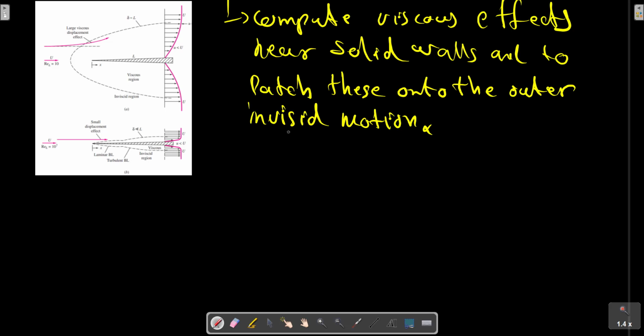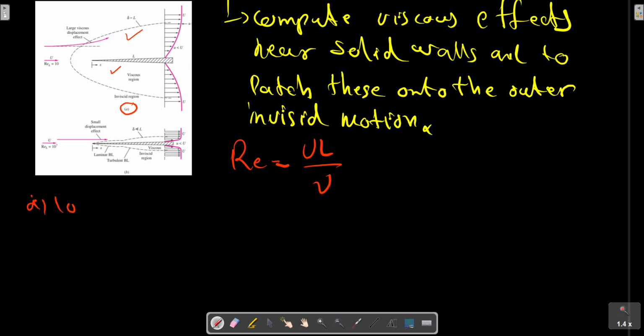If the Reynolds number, which is U, velocity, L, over the kinematic viscosity, is low, as in picture A, the viscous region is very broad and extends far ahead and to the side of the plate. This is the viscous region at low Reynolds number.